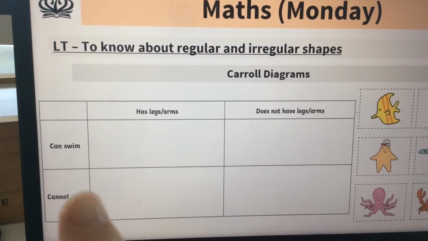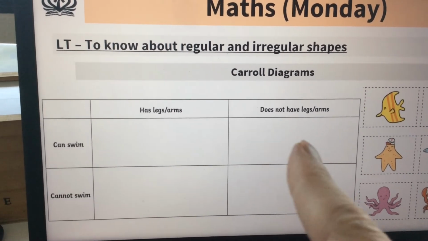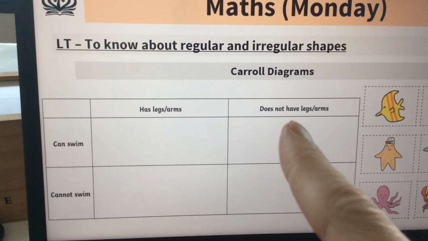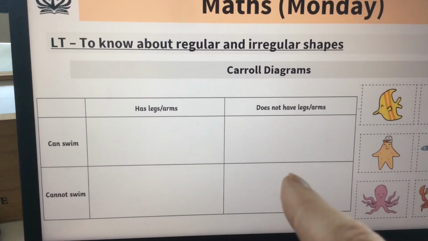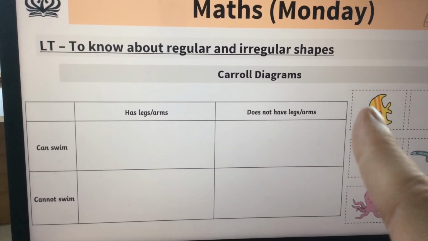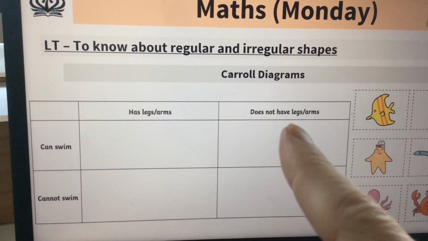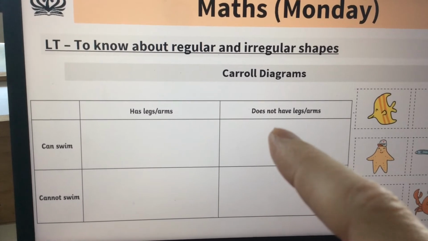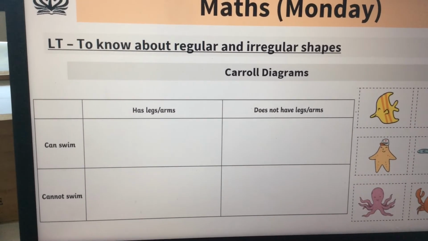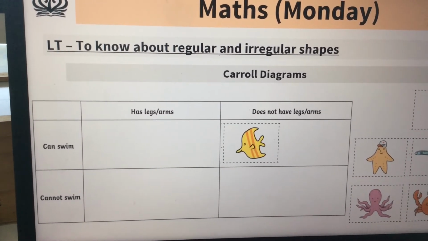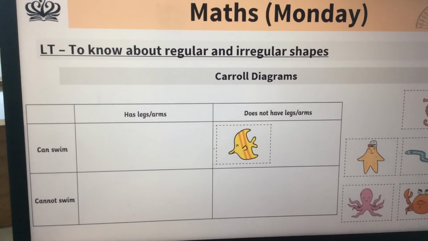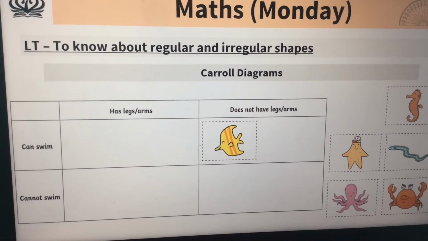So then we have to look at the second question. So if it can swim, it's going to go here. If it can't swim, it's going to go there. Now this fish definitely can swim. So it does not have legs and arms, and it can swim, so it's going to go in that top box there, like that. Okay, and we have to do this for each of the different objects.